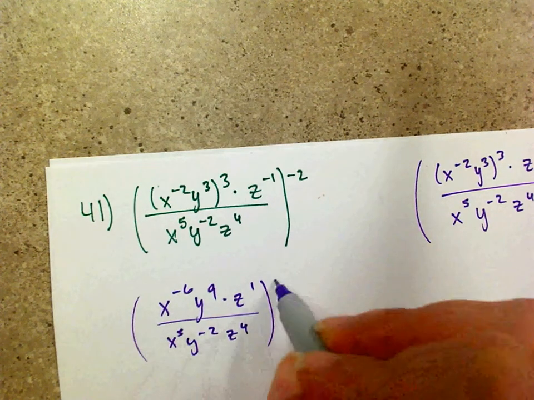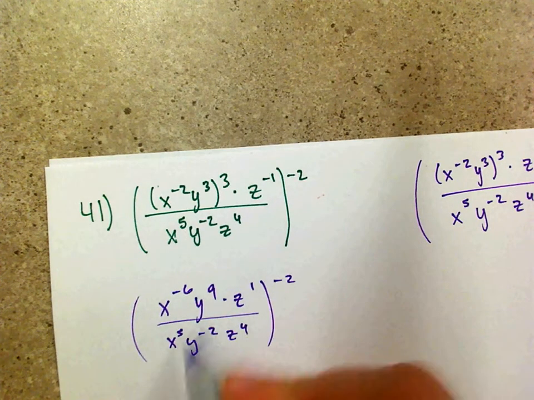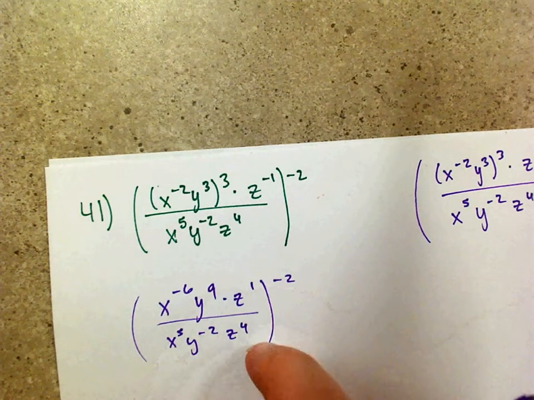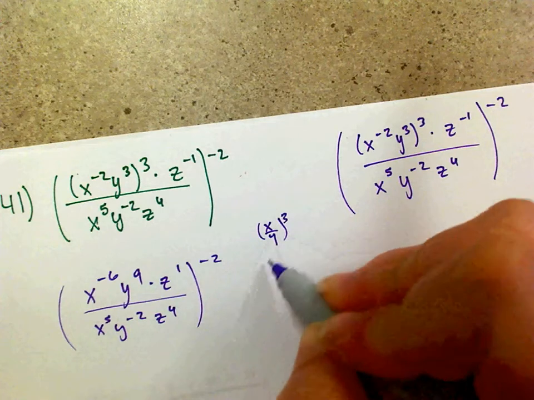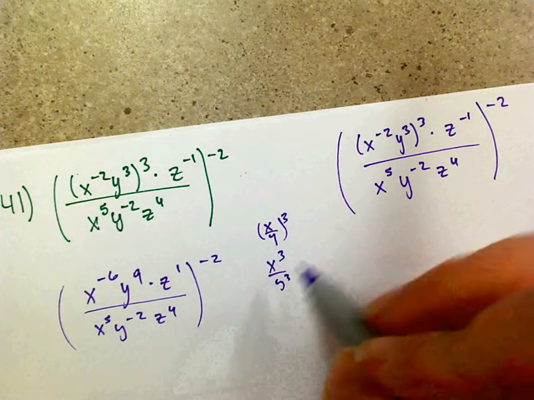So I take it piece by piece, and remember I have to distribute it to everything, because this is for the same reason that x over y to the 3rd is the same thing as x cubed over y cubed. I have to distribute the power to both the top and the bottom.